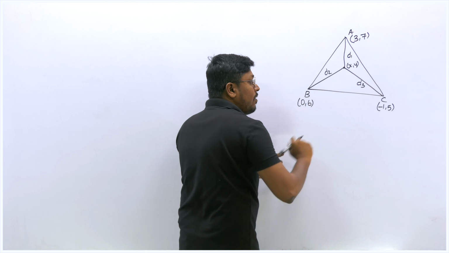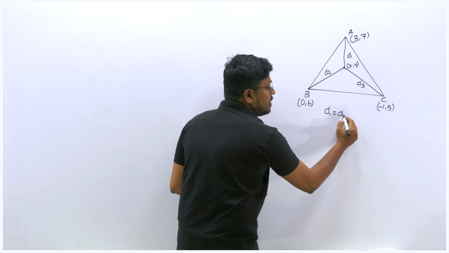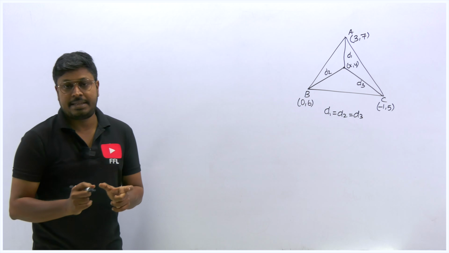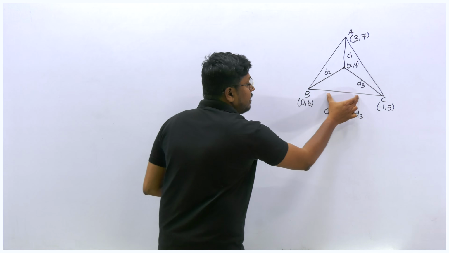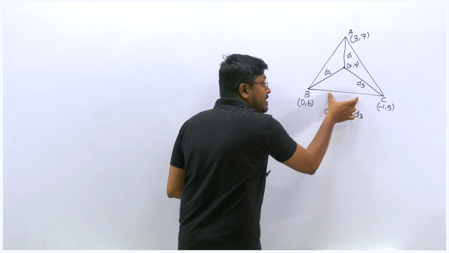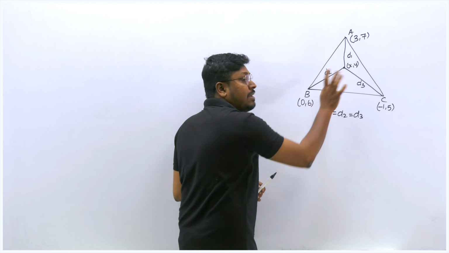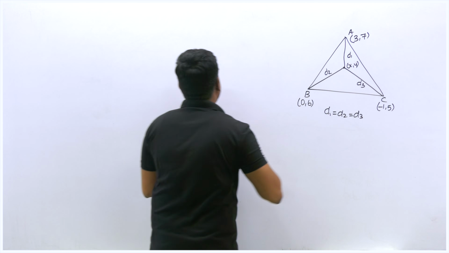Why? Because we already know that distance 1 equals distance 2 equals distance 3, so all three distance lengths will be the same. So instead of finding these three side distances, we can find D1, D2, D3 and then we can equate them. So first let me find D1.